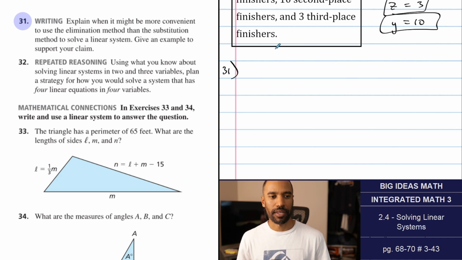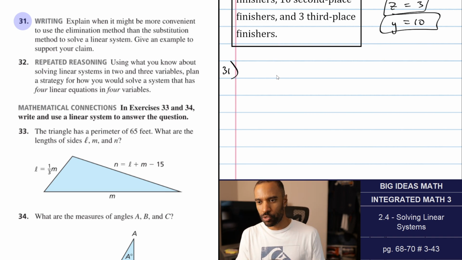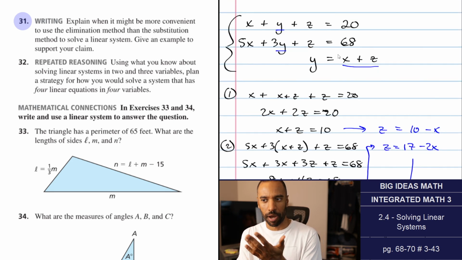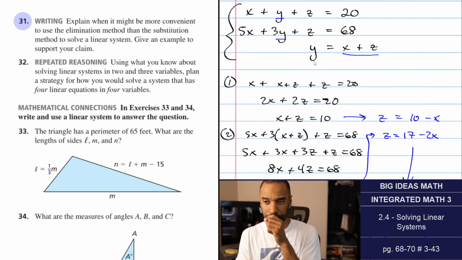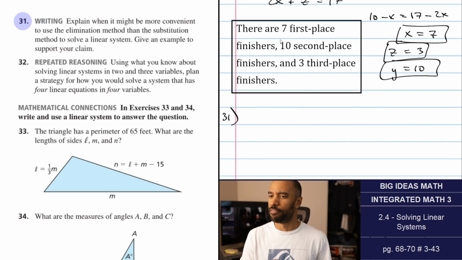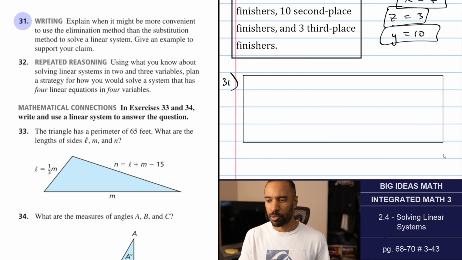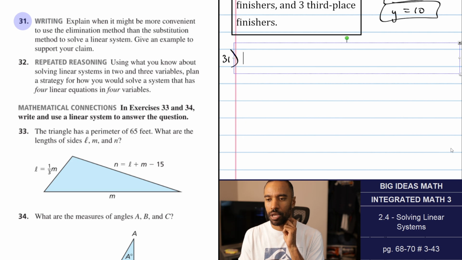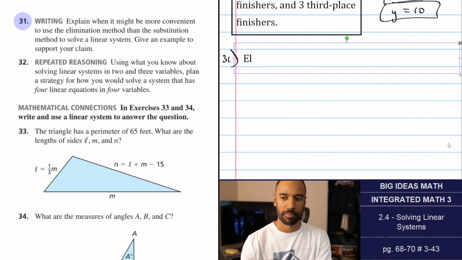Explain when it might be more convenient to use the elimination method than the substitution method to solve a system. Give an example to support your claim. You know, the substitution method seemed very fair for a problem like this, right? The variable is already by itself. Other problems, I don't know what you felt has been better or worse. I'd say most people would vote elimination if I made a poll. Most people would, but elimination seems to serve best.